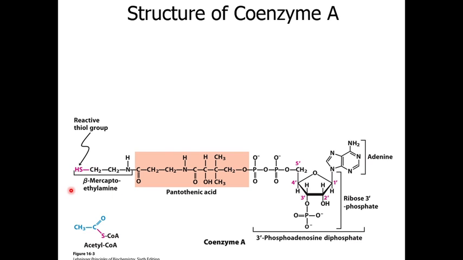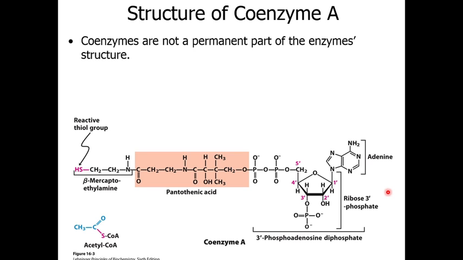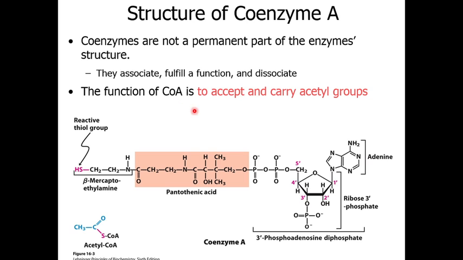Now, the way this reactive thiol group works is by carrying an acetyl group. So hence acetyl-CoA, and the CoA is basically all these structures. Coenzymes are not a permanent part of the enzyme structure, and I'm sure you know this. They associate, fulfill a function, and dissociate. The function of CoA is to accept and carry acetyl groups, and that's what it does.